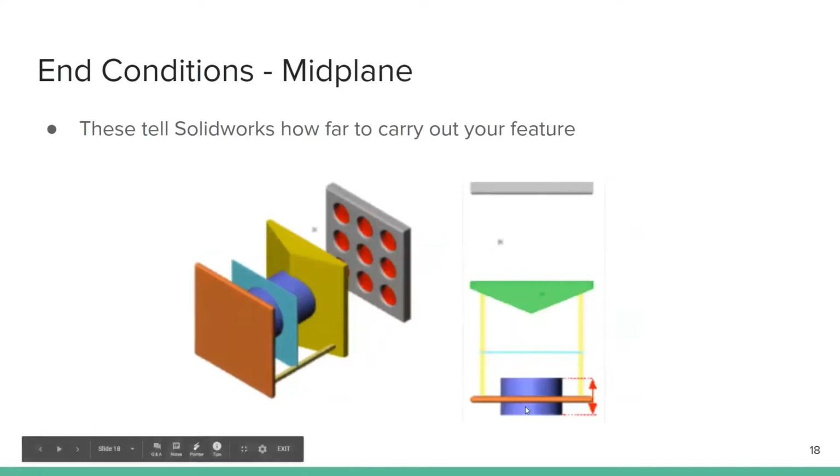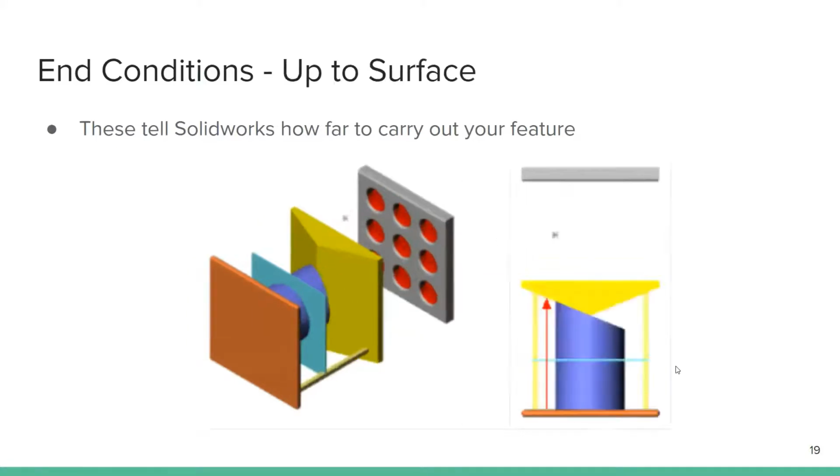The midplane will say, okay, the sketch is on this plane, and similar to the blind, it'll go a certain distance, but the middle of the extrude or the cut will be on the plane that you're working on. This one's a little bit more niche, but still very useful to know instead of having to extrude twice or in two different directions. Can save you some clicks.